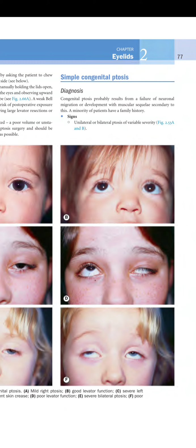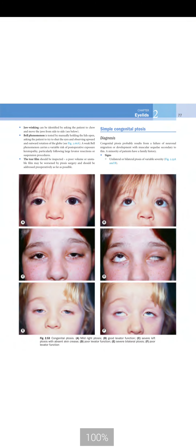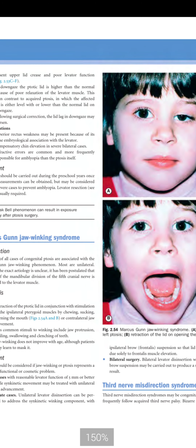And what are the signs? Unilateral or bilateral ptosis of variable severity. Usually, congenital ptosis is unilateral and severe about 75% of the time, but it can be bilateral as well, with variable severity.